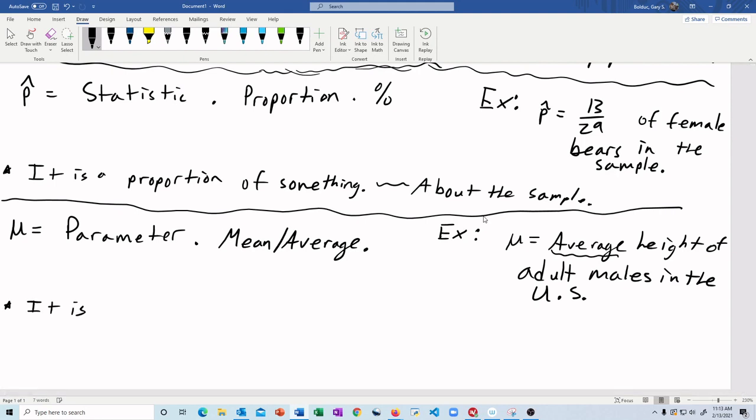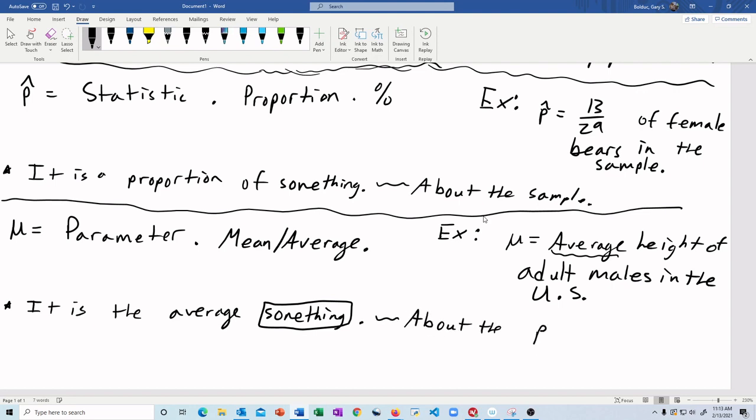It is the average something. So again, this is fill in the blank. Height, age, income, whatever. There's a little fill in the blank here that you got to fill in, this little something box, based on the problem. But again, just to note, this is about the population. If it's mu, it's the population.